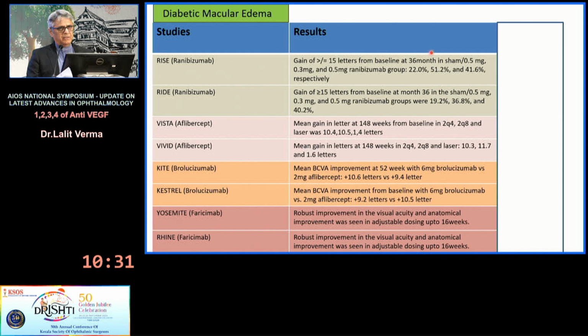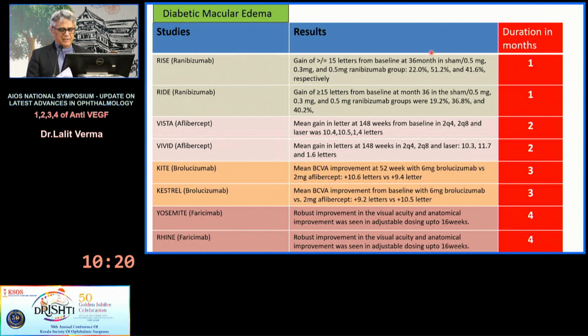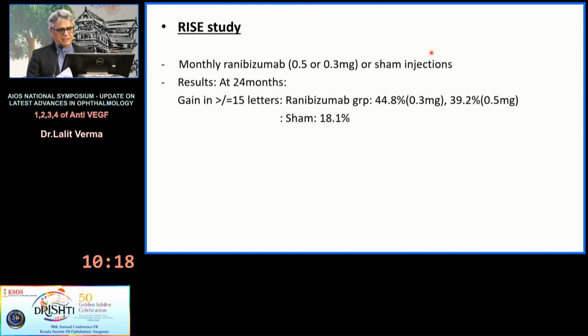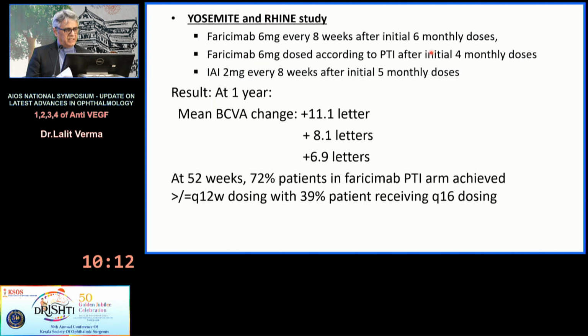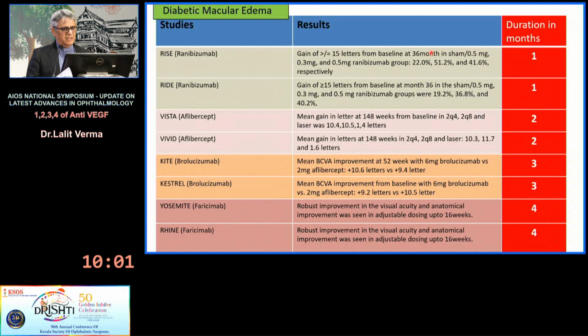Similarly, for diabetic macular edema, remember always two parallel studies have to go on for FDA approval. We had RISE and RIDE for ranibizumab, then VIVID, VISTA, KITE and KESTREL, then YOSEMITE and RHINE. Again, 1, 2, 3, 4 of all these anti-VEGF injections. I will again skip RISE, RIDE, VISTA and VIVID, and KESTREL for brolucizumab and KITE. These are the latest talk of the town, the YOSEMITE and RHINE studies for faricimab, where they claim that Q16 can be obtained in at least 70-80% of patients.